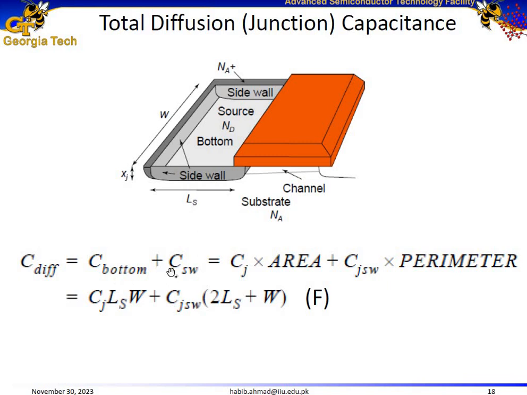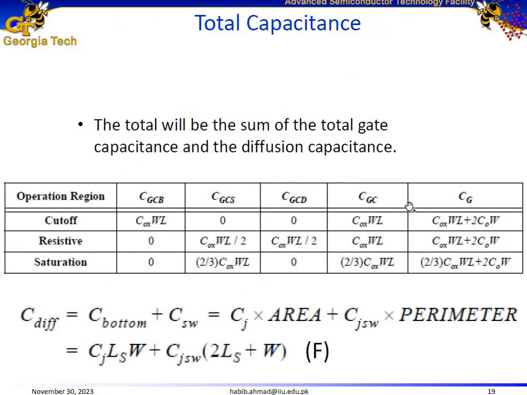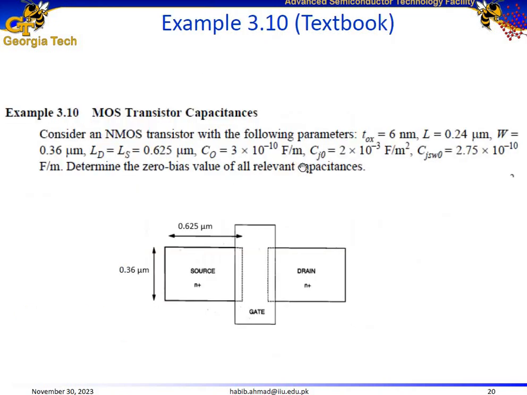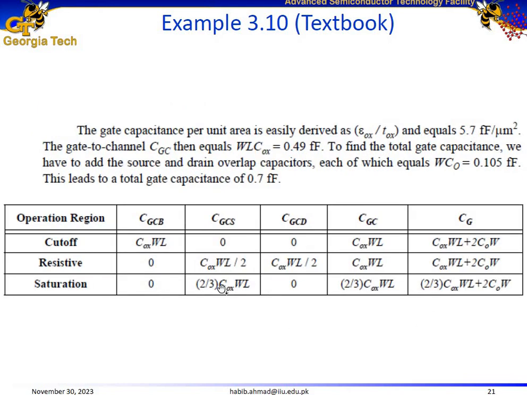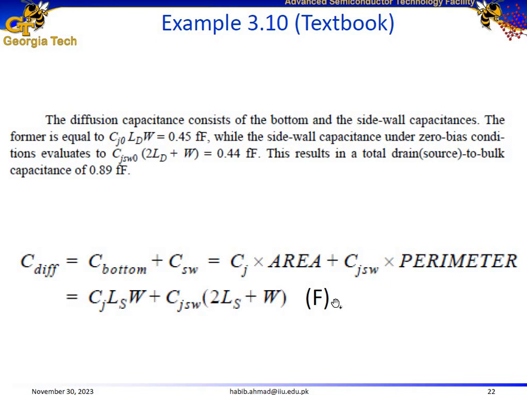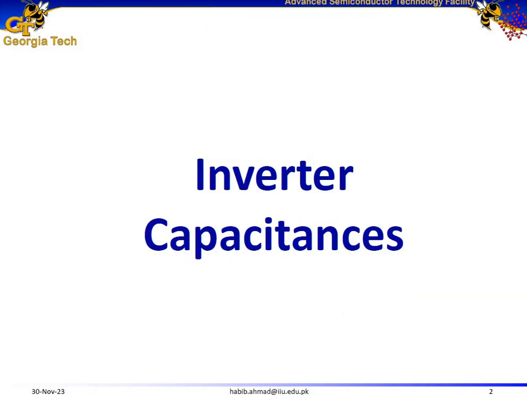So then we combine the bottom plate capacitance and the sidewall capacitance. And here we have listed all the capacitances for the metal oxide semiconductor. Previously we talked about this example as well. The formulas are already given, so I don't want to go over this example once again. Simple and straightforward. Our main goal today is to discuss the inverter capacitances.